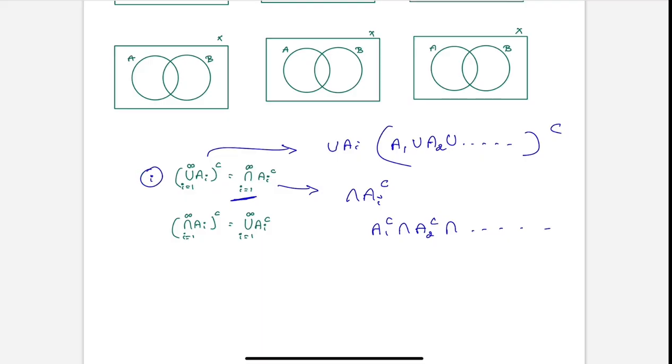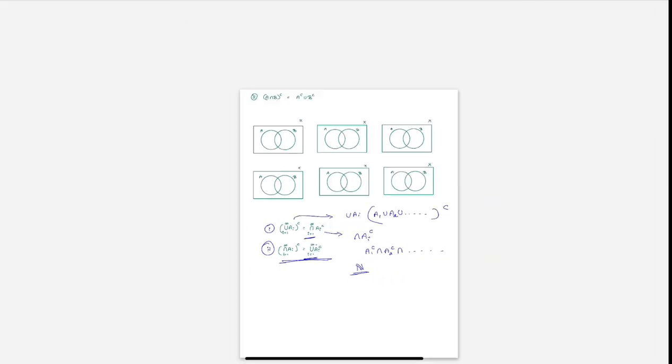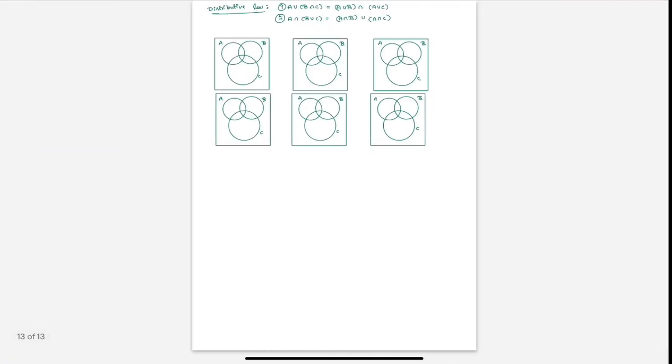Similarly, this is also true for infinitely many sets as well. But of course, countable, not uncountable. If you don't know what countable and uncountable mean now, it's okay. Just remember that whenever I say i equal to 1 to infinity, I am referring to natural numbers. Let's move on to the distributive law.